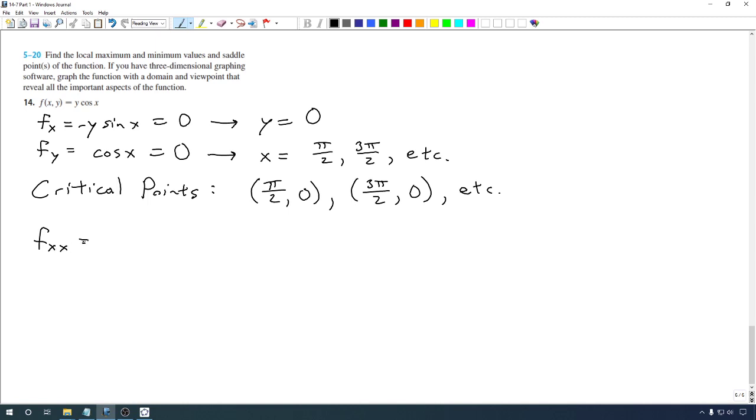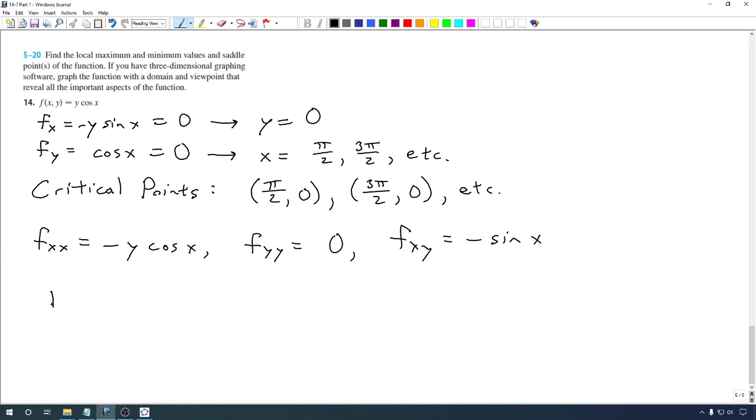We need to look at our second derivatives. Second derivative of f with respect to x, so we're differentiating sine of x again. We get negative y cosine of x. F sub y y, we're differentiating f sub y with respect to y, but that's actually a 0 because there's no y's left. And then we have f sub x y. Again, we can differentiate either one of these. Let's say f sub y is cosine of x, so we're differentiating that with respect to x. We get a negative sine of x.